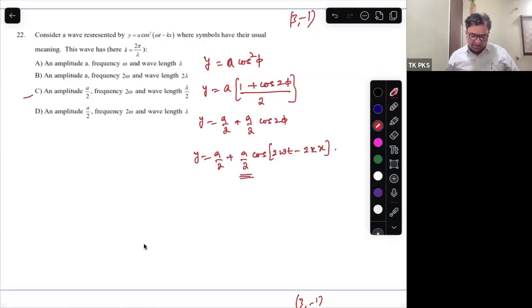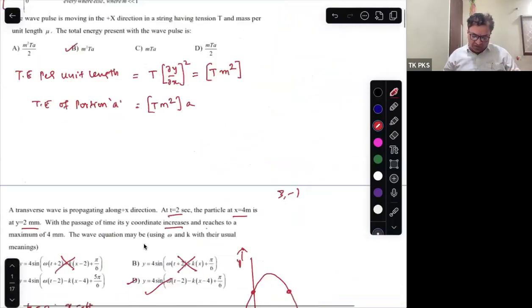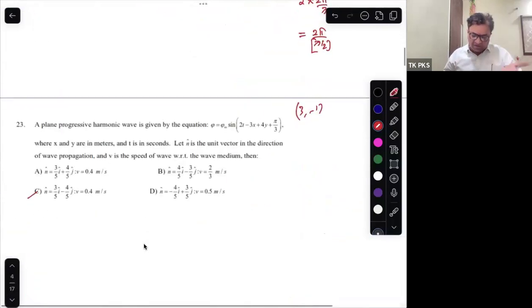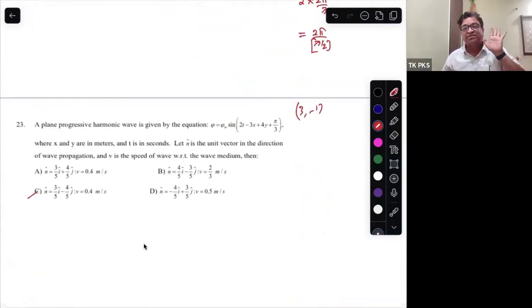Clearly, this function's amplitude is a by 2. This function's frequency is 2 omega. Remember, what is 2k representing? 2 times 2 pi by lambda. So whatever the term is there, you can write this as 2 pi by lambda by 2, so in place of lambda it is lambda by 2 here. So therefore, it's an amplitude a by 2, frequency 2 omega, wavelength lambda by 2. Now you see 1, 2, 3. Minimum 9 marks I got only from here. Only from here. First 3 questions.